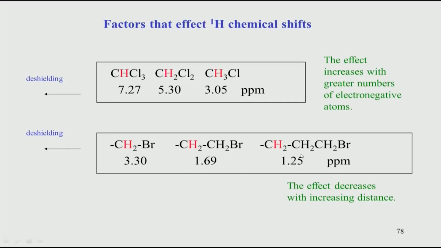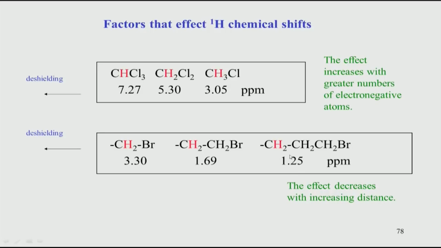Similar is the situation if I insert one more CH2 in between, and this bromine now gets further away from this hydrogen, and therefore, it is much further again shielded. So, if I keep inserting CH2s in between, I keep going further and further away from bromine, and the electronegative effect of the terminal electronegative atom on this hydrogen will reduce, and slowly it will move towards the most shielded, upfield shielded chemical shift value, that is, it will move closer towards methane.